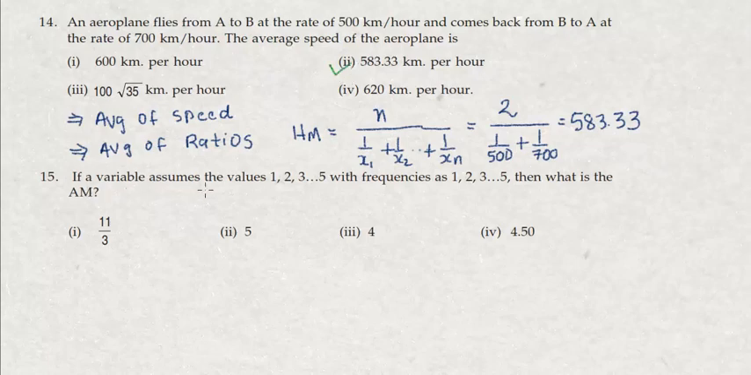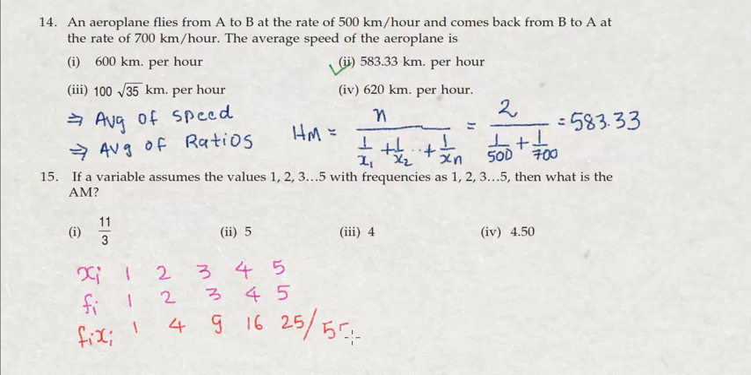If a variable assumes the values 1, 2, 3, 4 and 5 with the frequencies as 1, 2, 3, 4 and 5, then what is the arithmetic mean? We can simply put here that xi, the observations, are 1, 2, 3, 4 and 5, and the frequency for them is also 1, 2, 3, 4 and 5. Now we simply find fi into xi, that is 1, 4, 9, 16 and 25. So the total of fi xi will be 55.